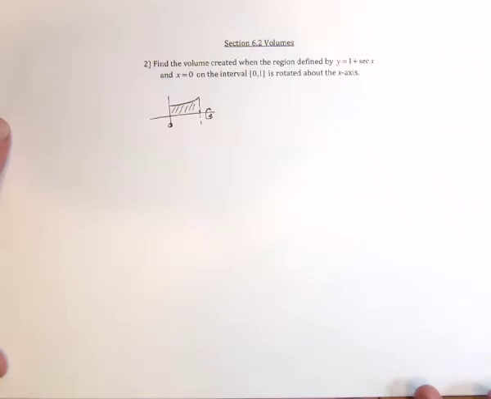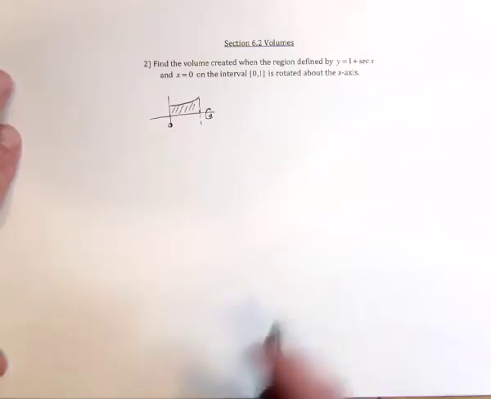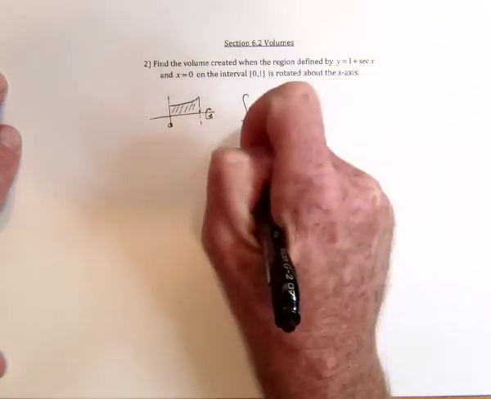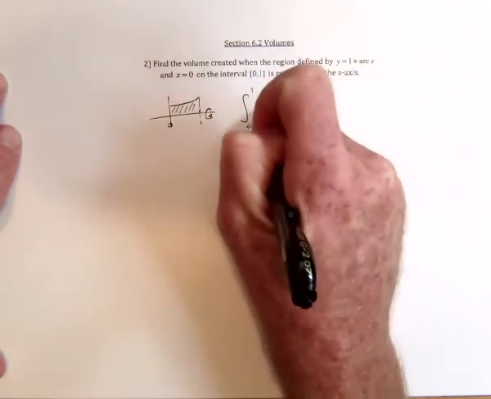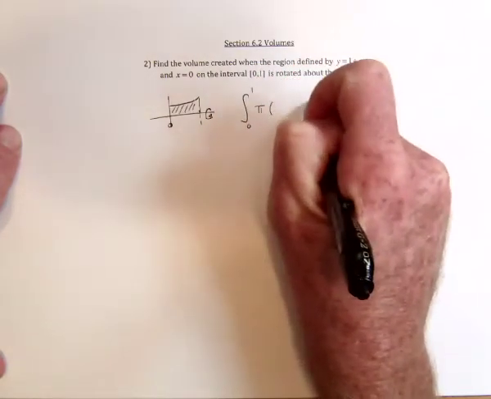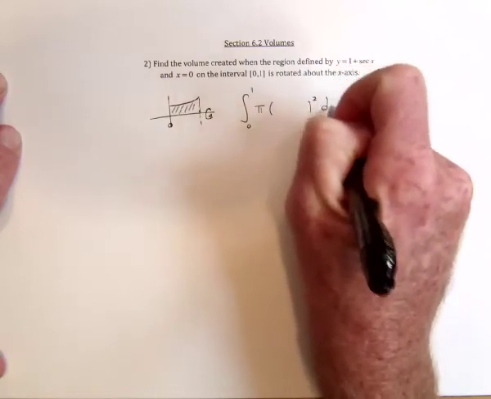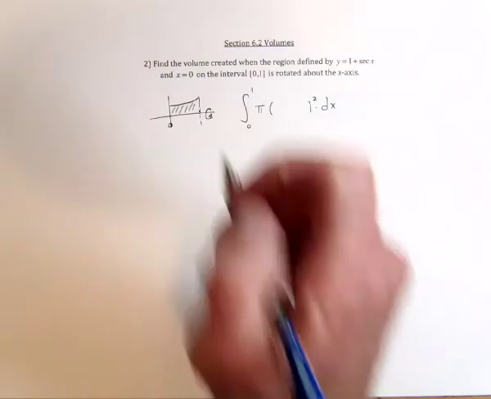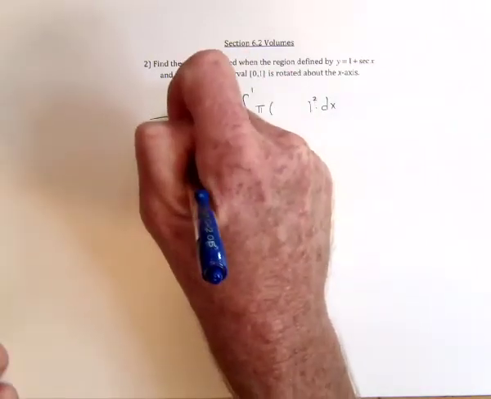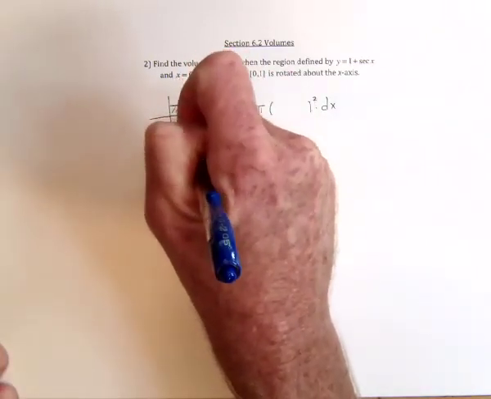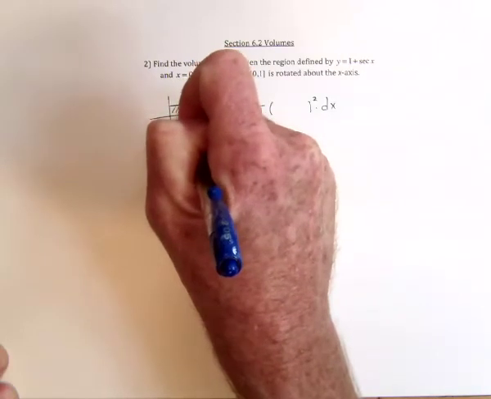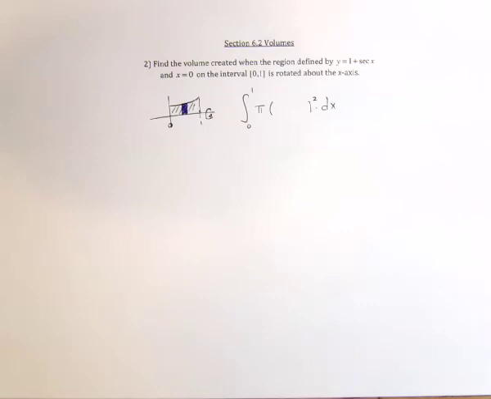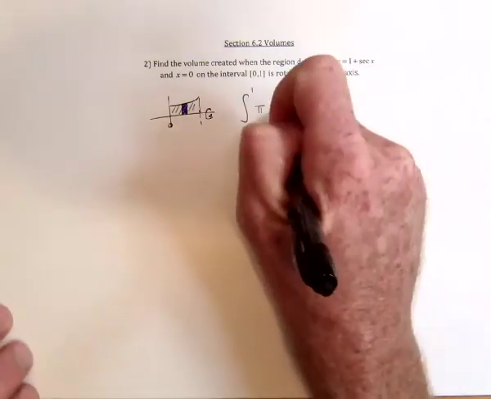Well, anyway, the interesting part is going to be the volume, which is going to be the integral from 0 to 1 of pi times the radius squared dx. Well, the radius is going to be from the axis of rotation to the function, so that's going to be the function itself. So it's going to be 1 plus secant of x.